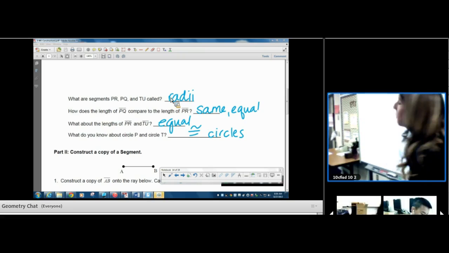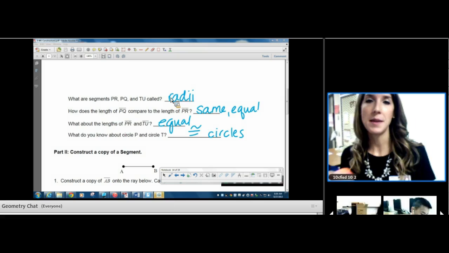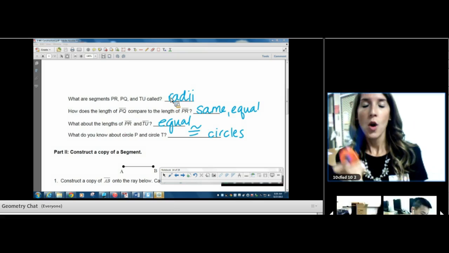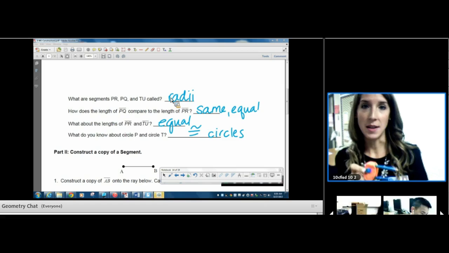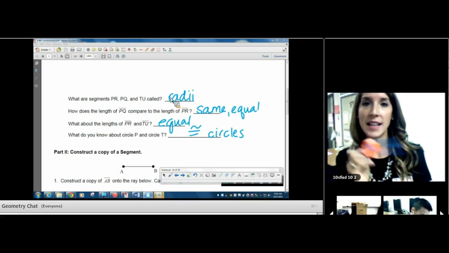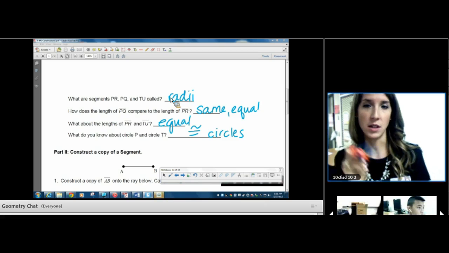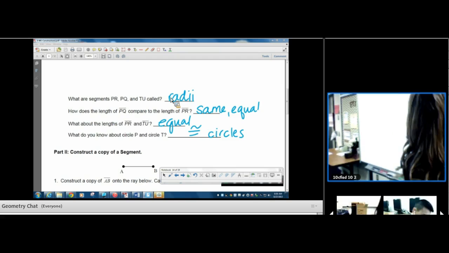Okay, so that was giving you some insight as to how we're going to duplicate a segment using circles. That's how we're going to duplicate a segment using circles. So let's see what that looks like down here.